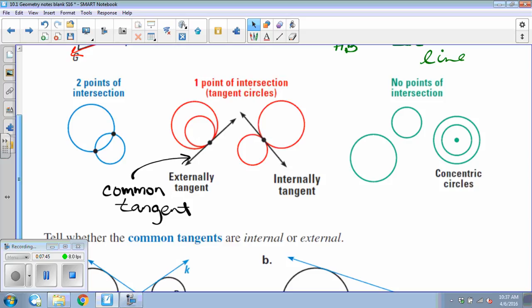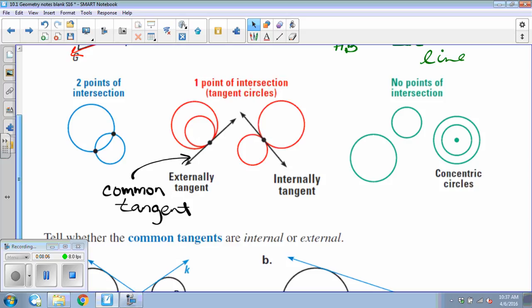Okay, so you're not looking at how the circles relate to each other, you're looking at the placement of that line. So if this line is outside the circles, it's externally tangent. If it goes between the circles, it's internally tangent. That holds true even if the circles are not touching.